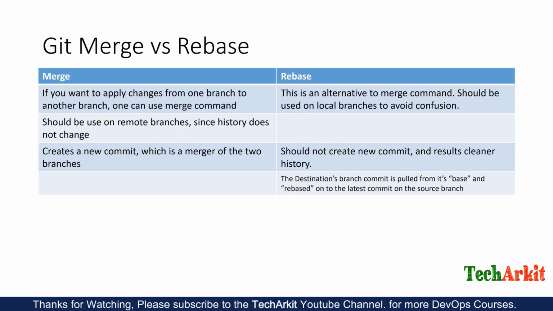But let's see an example here graphically of how it works, right? So for merge, for example, take it as a main branch. In the main branch you have something like three commits, like commits 1 to 3, right?